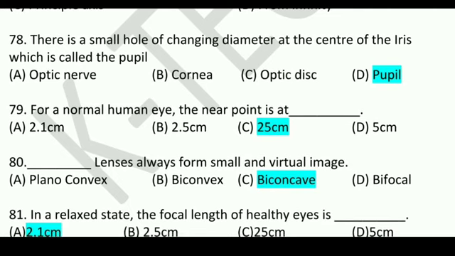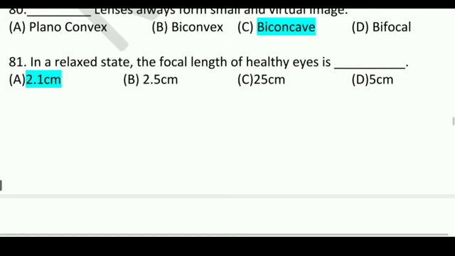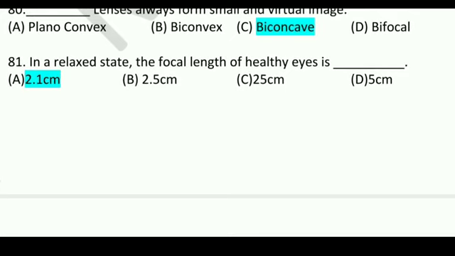There is a small hole of changing diameter at the center of the iris, which is called the pupil. For a normal eye, the near point is at 25 centimeters. Dash lenses always form small and virtual images. So which type of lenses form small and virtual images? Yes, it is biconcave lenses. In a relaxed state, the focal length of a healthy eye is 2.1 centimeters. Correct.